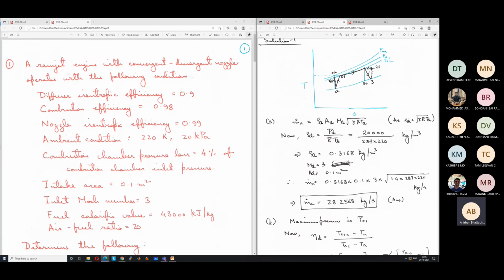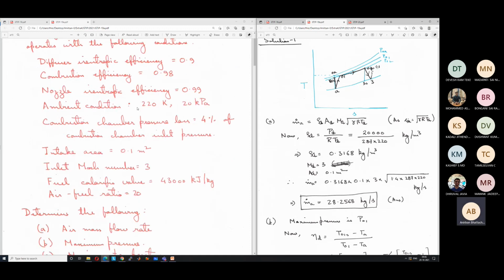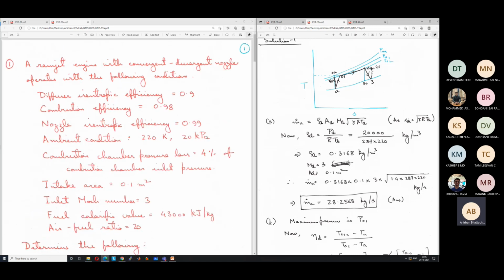So what are the parameter values? Diffuser isentropic efficiency is 90%, combustion efficiency is 98%, nozzle isentropic efficiency is 99%. Ambient condition, temperature is 220 Kelvin, pressure is 20 kPa, so a high altitude. Combustion chamber, there is a pressure loss of 4% of the combustion chamber inlet pressure. So whatever is the inlet pressure in the combustion chamber, it gets reduced by 4% at the outlet of the combustion chamber.